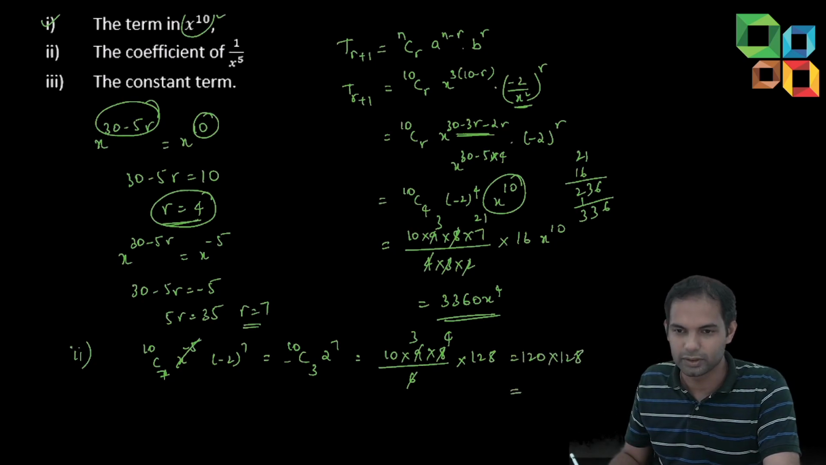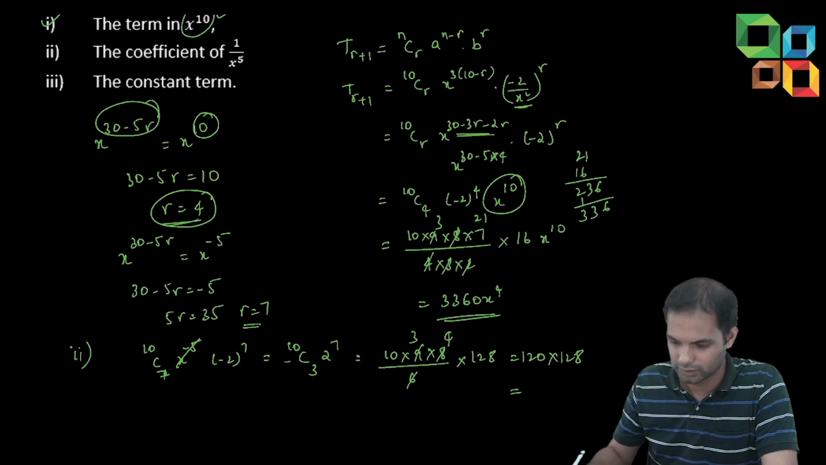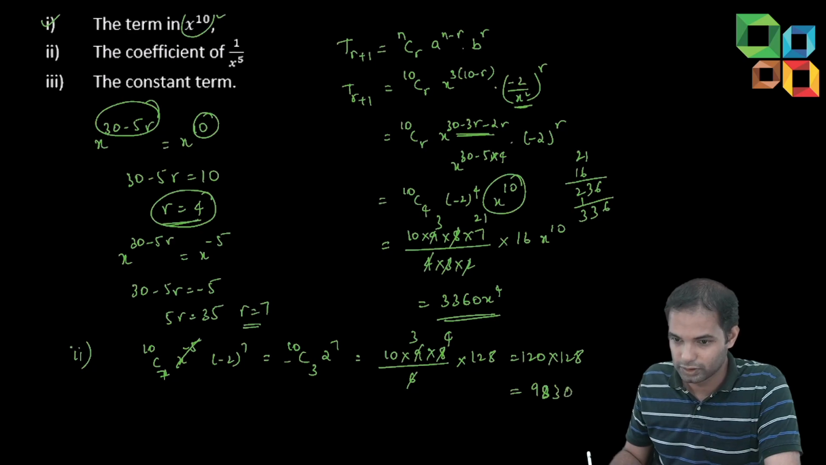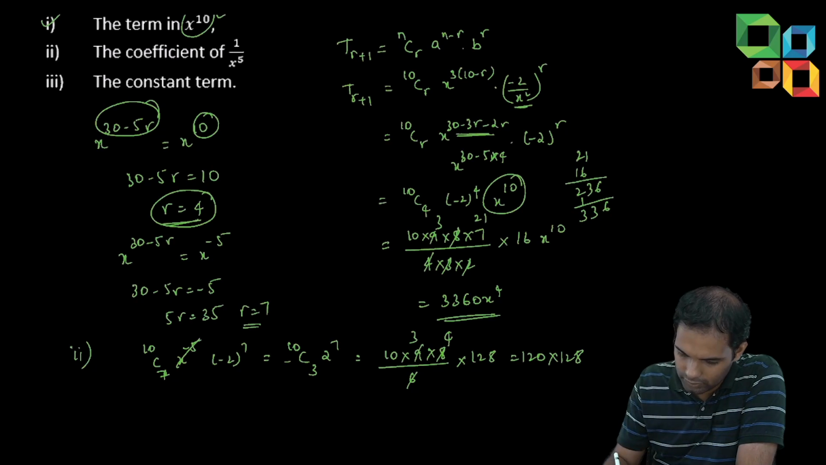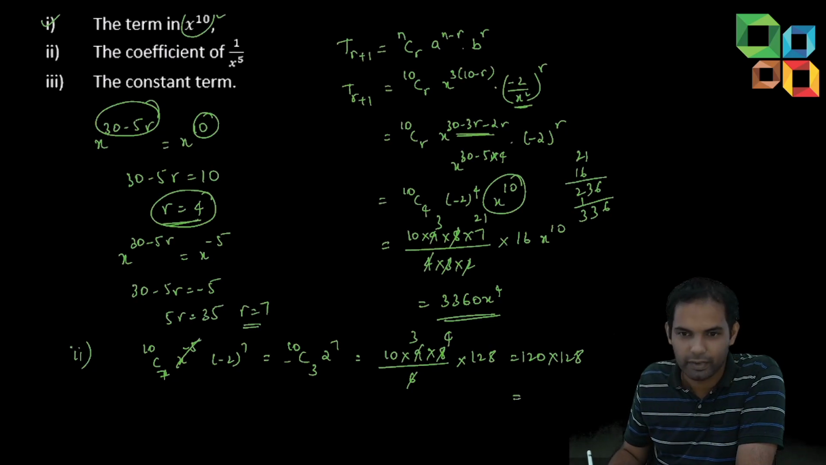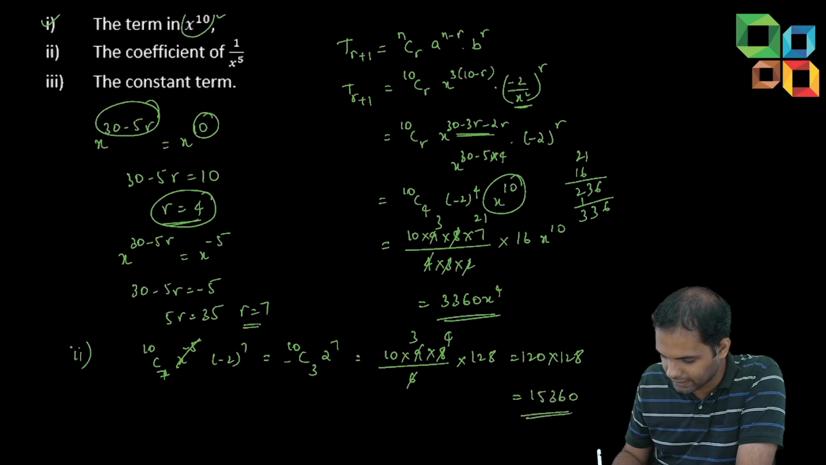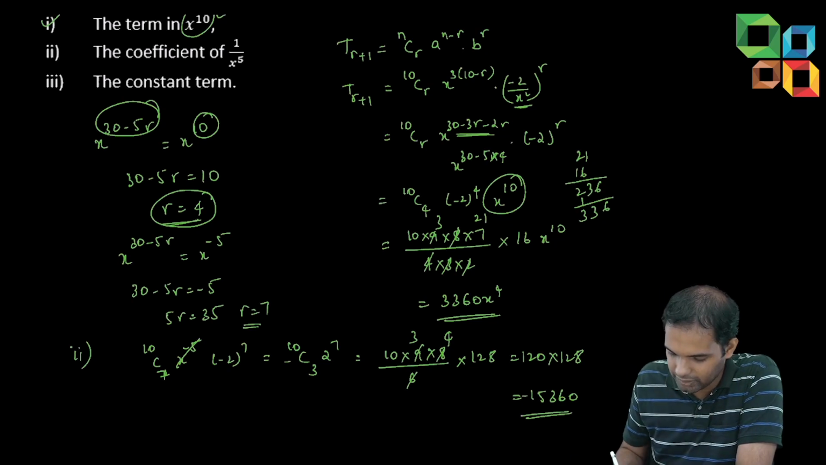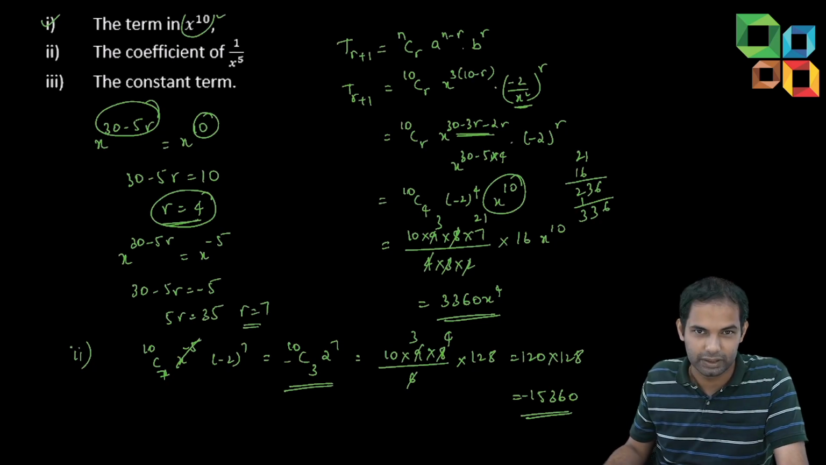Just to calculate it, how much do we get? 120 times 128 is nothing but 15,360. There's a minus sign here, so all you're getting is minus 15,360. You can keep your answers as they are here, you need not actually multiply, depending on the options. Usually they won't ask you to multiply such a solution.